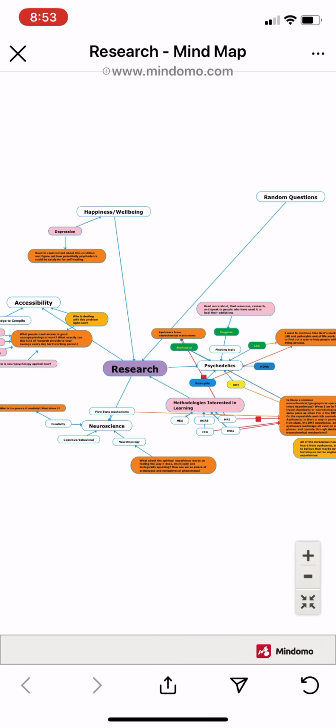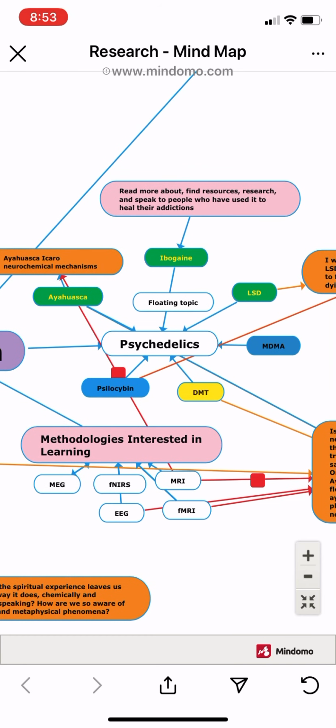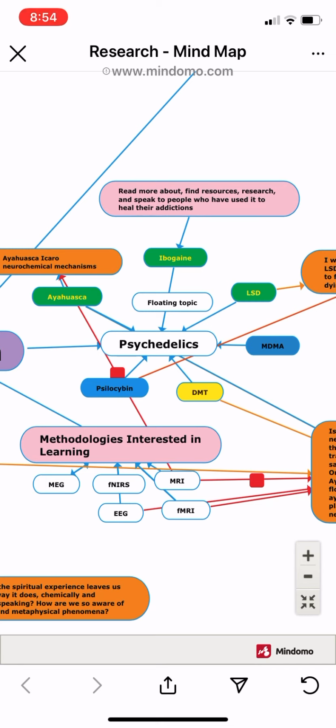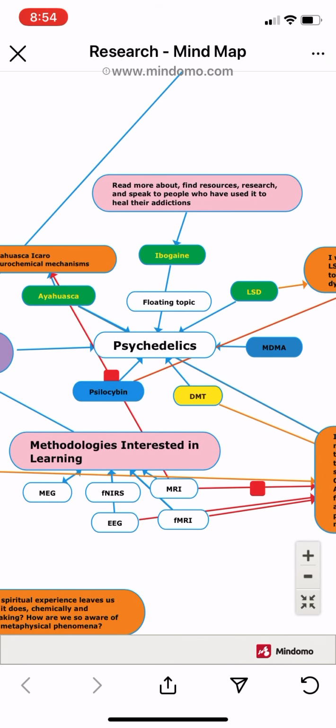So in psychedelics, we've got an extra floating topic bubble. Psilocybin, DMT, MDMA, LSD, ibogaine, and ayahuasca. So for example, I need to find more resources about ibogaine. I need to read more books about it. I need to read more case studies, etc.